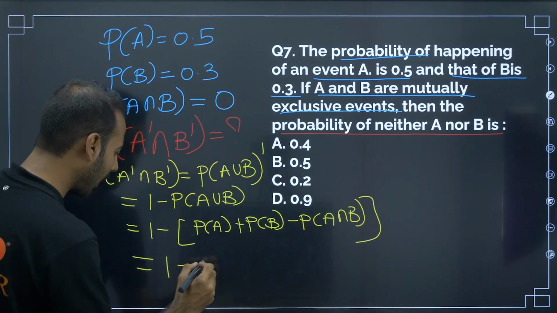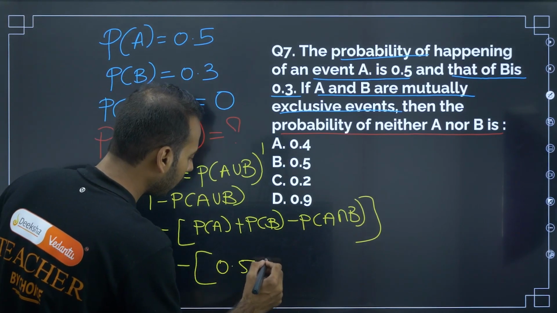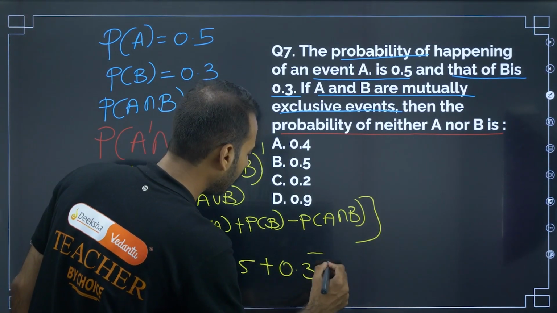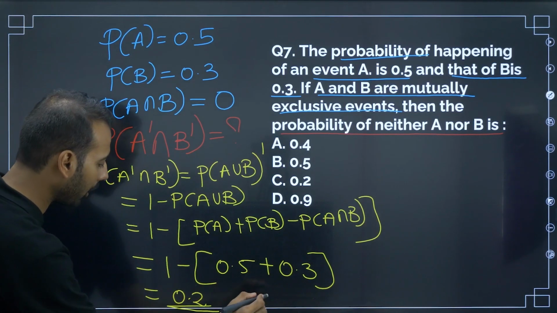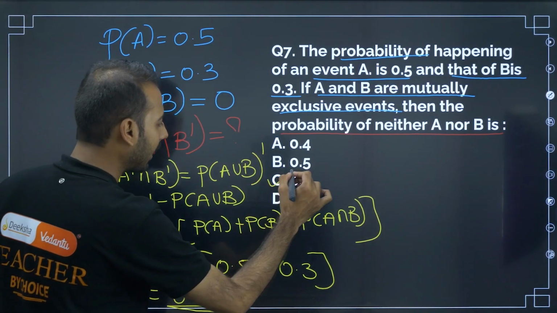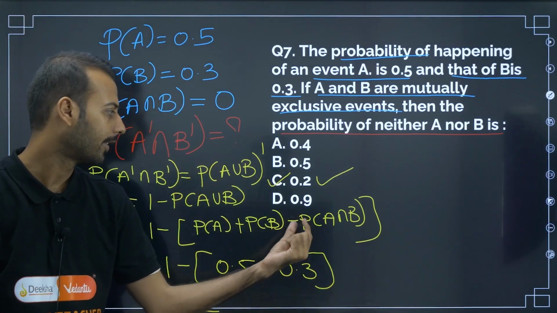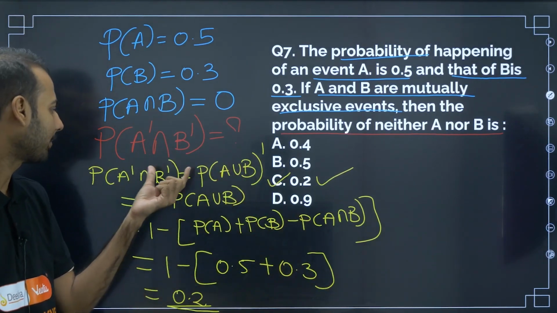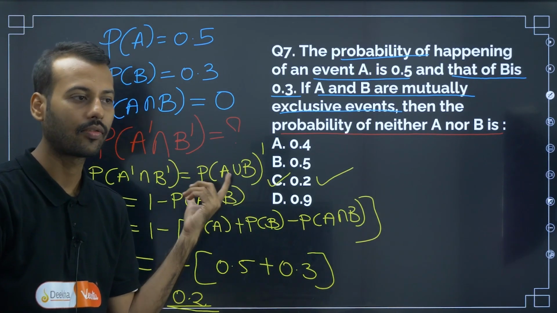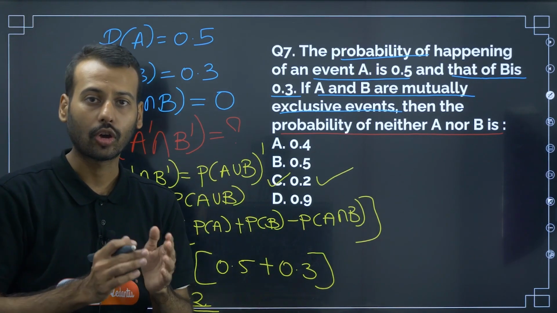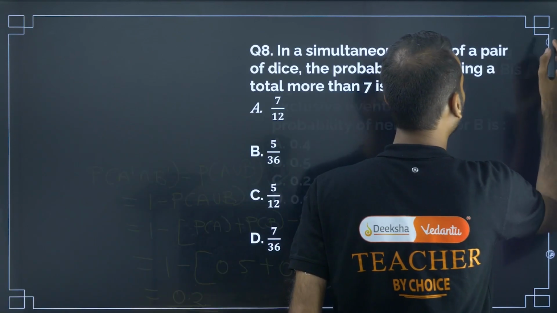So 1 minus, P of A is 0.5, P of B is 0.3, and the intersection is 0, so I am not writing it. Finally we are left with 0.2. Is there any such option? Yes, C is the answer. Again an easy level question, nothing complicated. Only this basic formula was required. Please go through the NCERT synopsis very well, add it to your DNA. Next, move on.